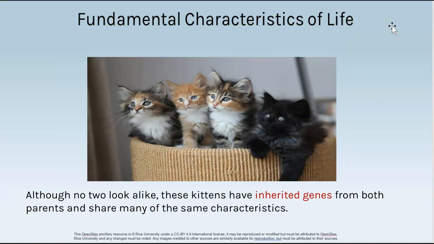Every organism has genes that are coded for in DNA. So even these kittens, they don't really look alike, but they have the same parents. And the genes for coat color, for instance, or eye color, come from those parents. Now, I want you to take a second and think about why all organisms have genes in the form of DNA.